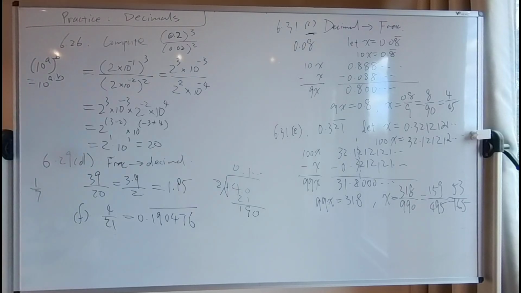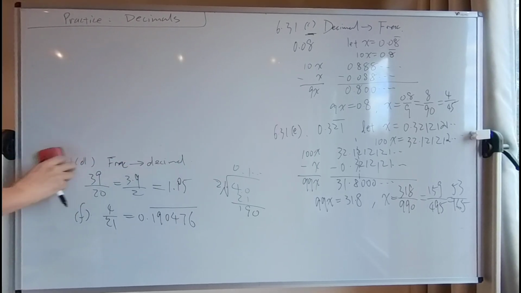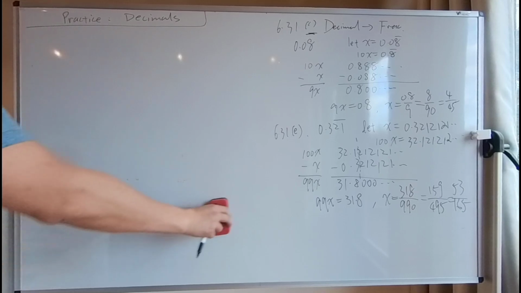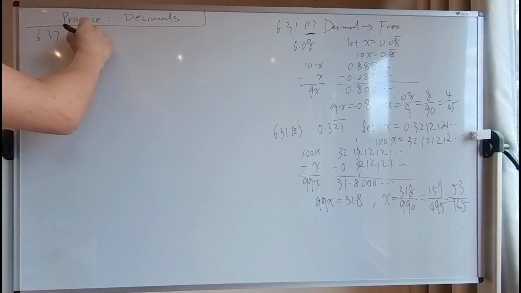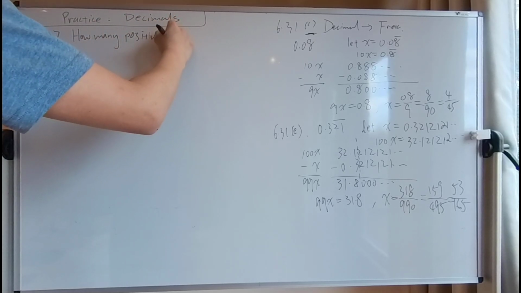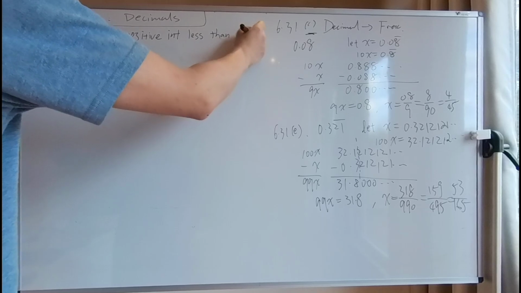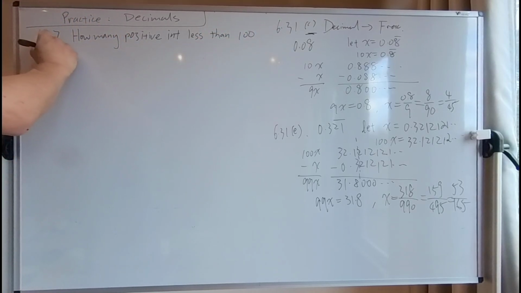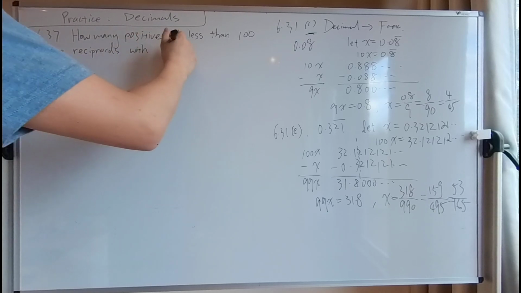Okay, let's see the next example. How many positive integers less than 100 have reciprocals with a terminating decimal representation?